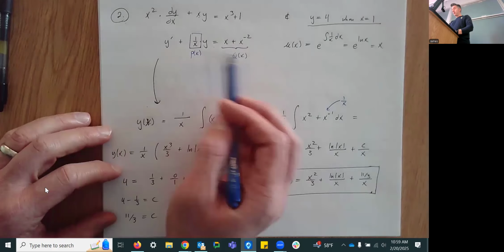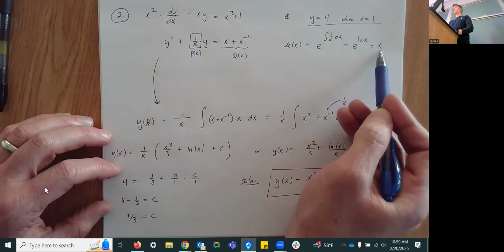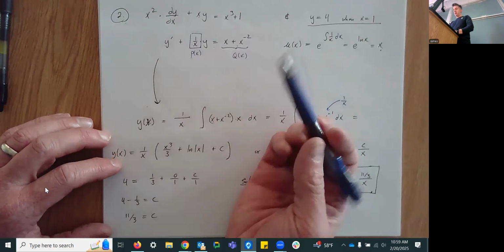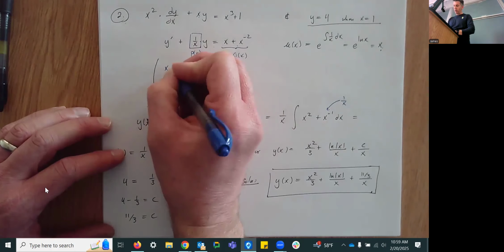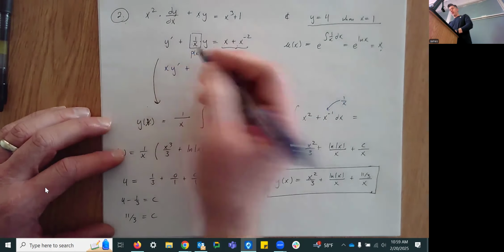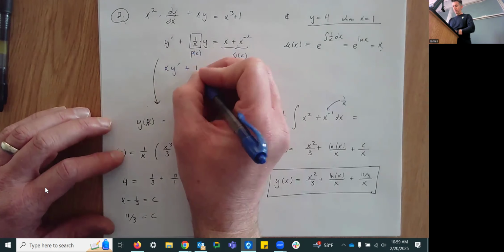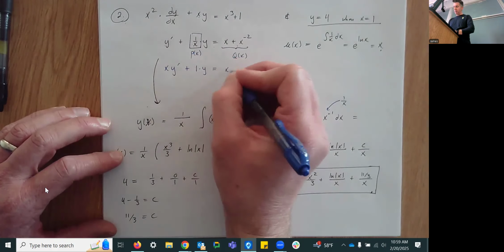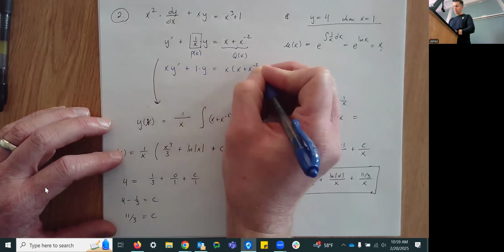So the next step here after finding the integrating factor is to multiply everything by the integrating factor. When I say everything, what I really mean is I'm thinking of all three pieces, both sides. So I'm going to have x times y prime plus x times 1 over x, which is just y. You could write 1 times y if you wanted to. On the right-hand side, I'm going to have x times x plus x to the negative cube.